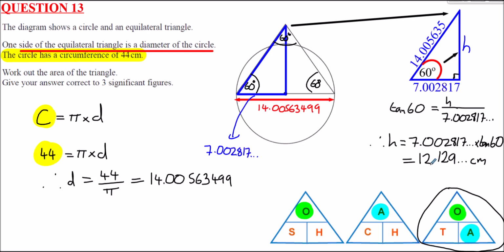We can now work out the area of a triangle. So therefore the area of a triangle is a half multiplied by the base, which is 14.00563,499. Only round off at the end. Multiplied by 12.129, and let's see what that gives us.